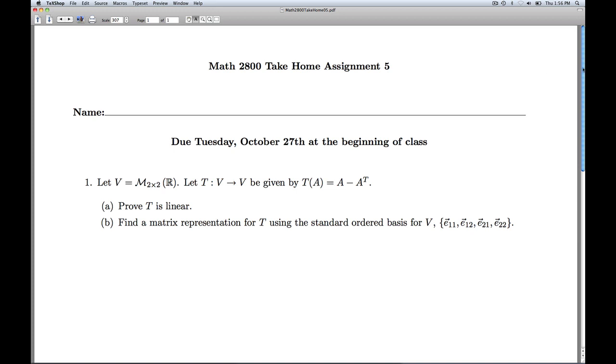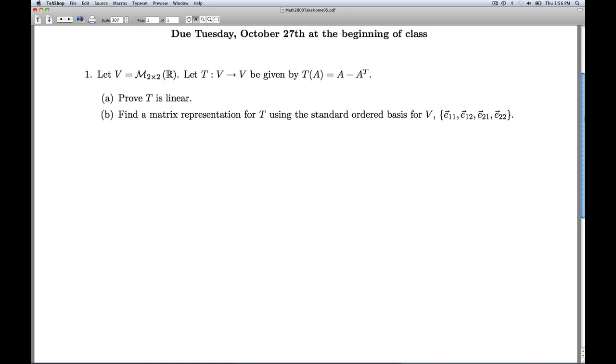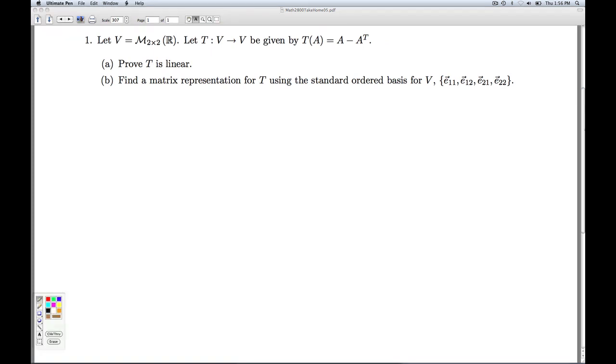Hi folks, this is Linear Algebra Take Home 5. We're given a function from the 2x2 matrices to themselves. What we're doing is taking each matrix minus its transpose. So our first objective is to show that T is linear.